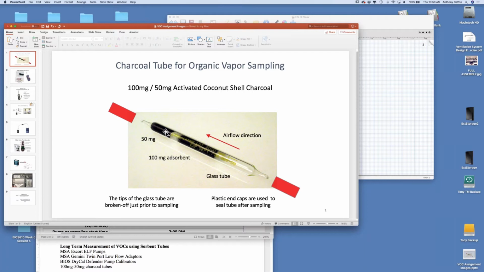So the lab that you send this off to that analyzes this for the VOC that's present and measures how much is there, they're going to analyze both sections separately and report back to you if there's an excessive amount of that VOC that you were trying to capture in the backing section. So we have sorbent tubes.